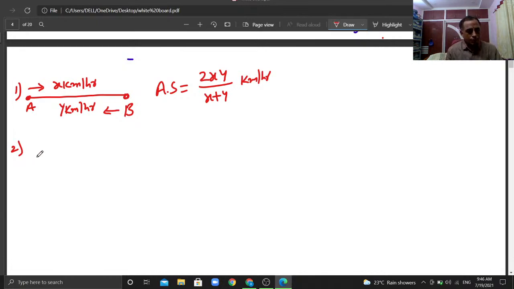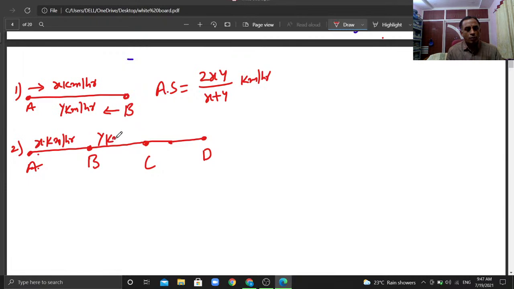Now the second concept. Let it be A, B, C, D. Let the distance from A to B be equal to B to C, equal to C to D. Let these three be equal distances. A person travels from A to B at x kilometer per hour, B to C at y kilometer per hour, and C to D at z kilometer per hour.